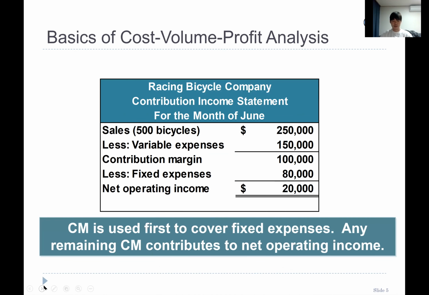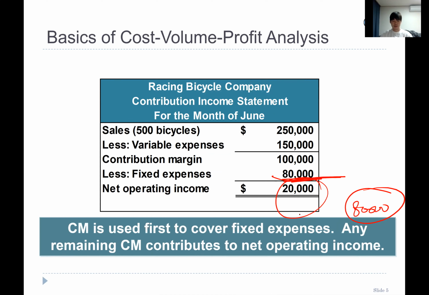So another way to look at the contribution margin is that after covering fixed cost, right? Again, because this definition is a little bit tricky, but it's very easy. After covering fixed cost is 80,000. Whatever is left will directly go to NOI, net operating income, or EBIT.